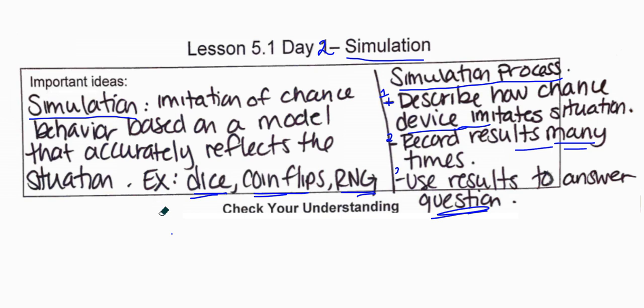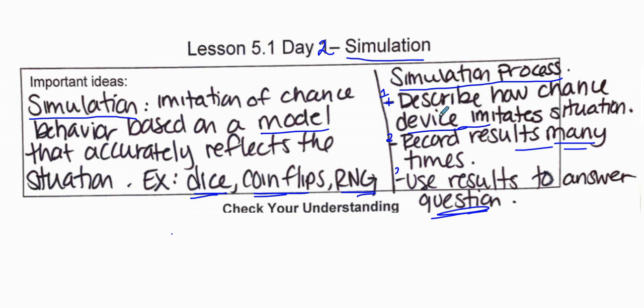All right, welcome back, and we're going to talk about 5.1 day 2. We're going to do another example here, talking about simulations. In a previous video we went over what a simulation is and the process. Simulations are basically an imitation of a chance behavior based on a model that accurately reflects the situation. So we're creating a model to test a certain situation.